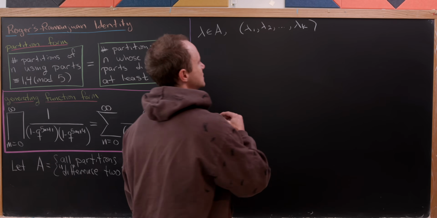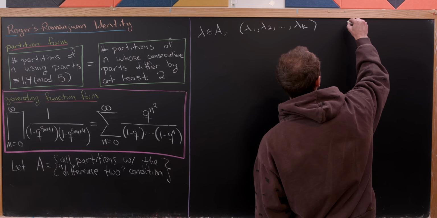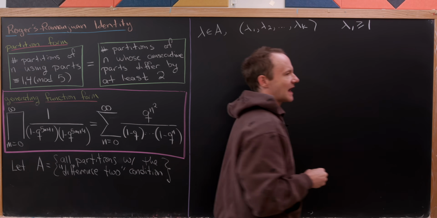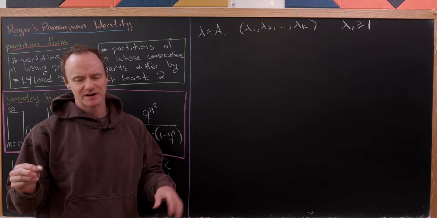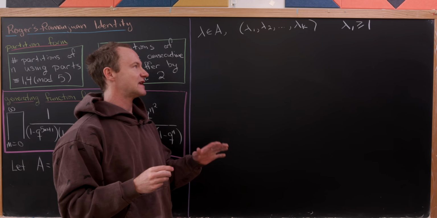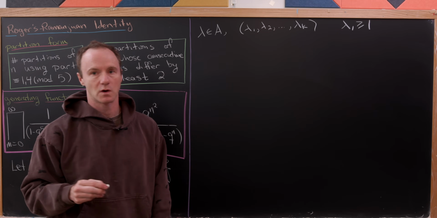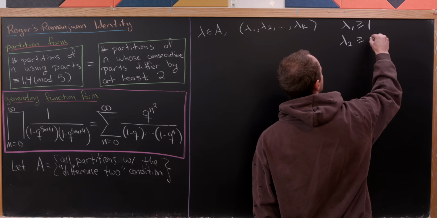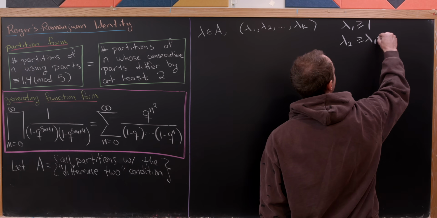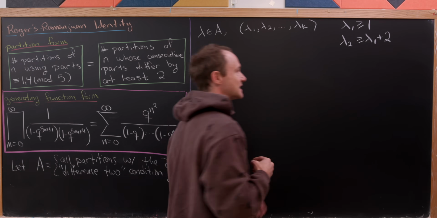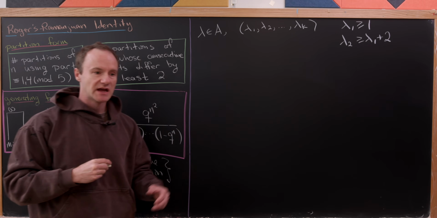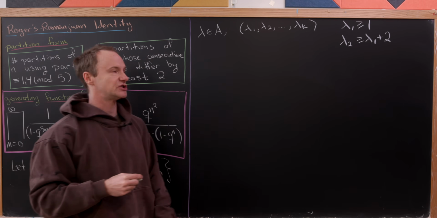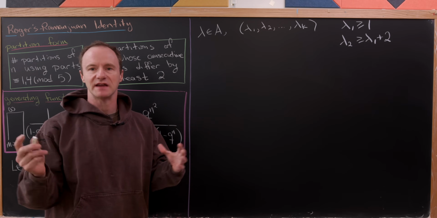But now let's look at our condition and see what that gives us. So I'm going to order these maybe in the opposite order that I had for my previous definition, but it's equivalent. So let's say that lambda 1 is bigger than or equal to 1. And then lambda 2 is going to be bigger than or equal to lambda 1 plus 2. That's because consecutive parts have this difference 2 condition. They differ by at least 2. And I'm ordering these, like I said, in the opposite order.